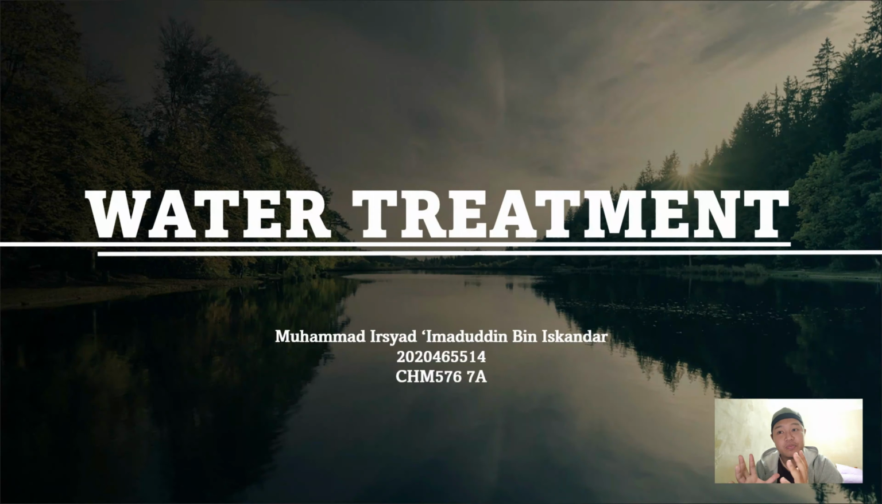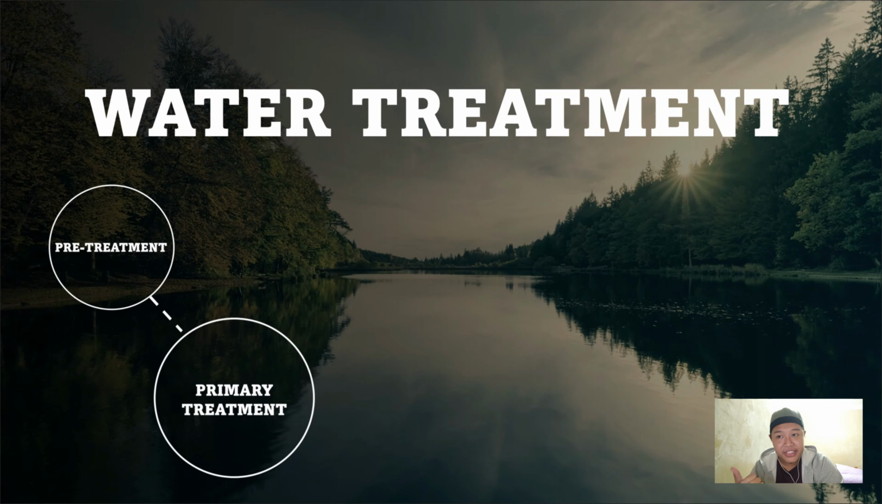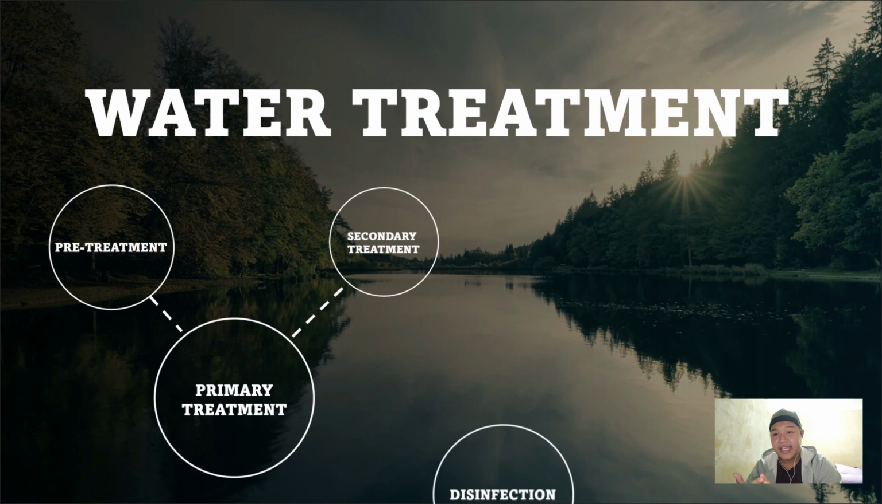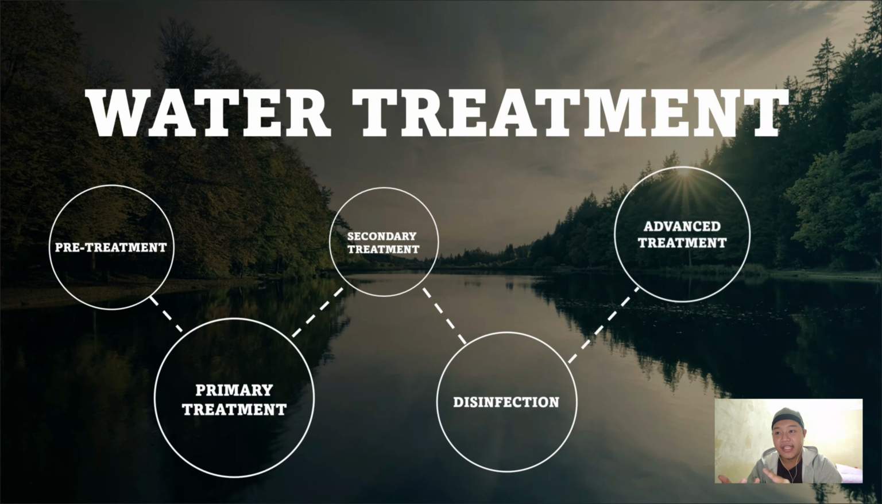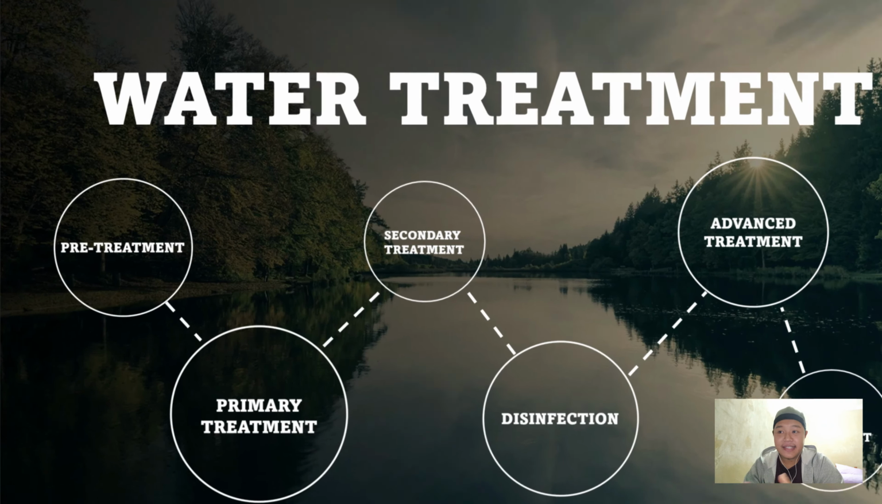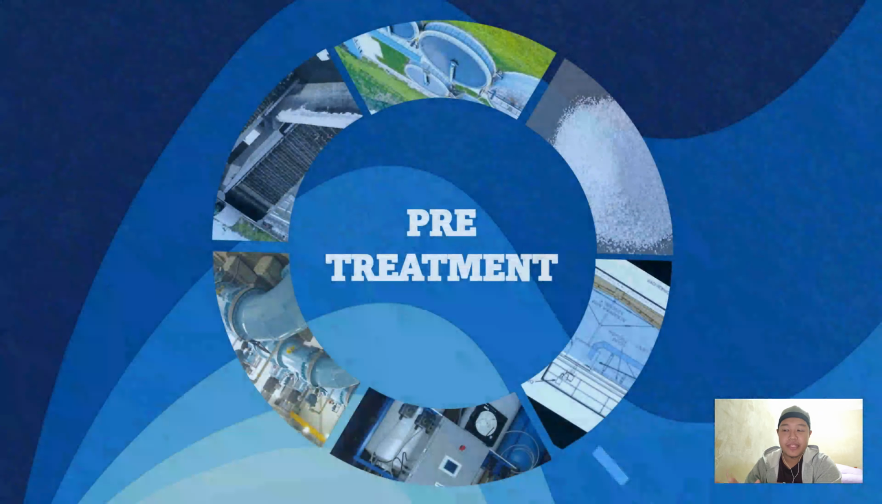So there are 6 processes of water treatment, including pre-treatment, primary treatment, secondary treatment, disinfection, advanced treatment and final treatment. There are 6 steps in the pre-treatment process.